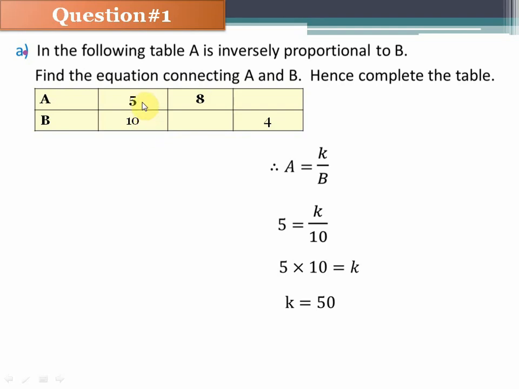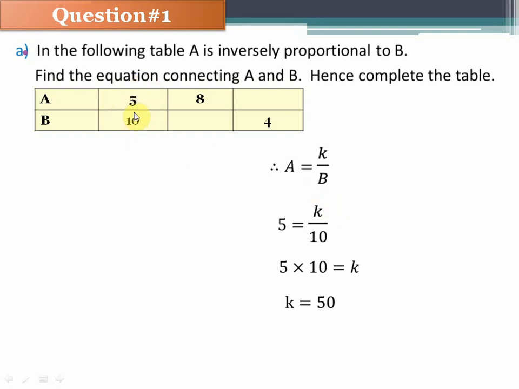In the table you see that the first two values of both the variables are given. When the values of both variables are given, this slot we will use to find the value of k. We don't have the value of a with the corresponding value of b in the other column, so we don't use that. We use the values of both variables in the same column, in the same box, to find the value of k.